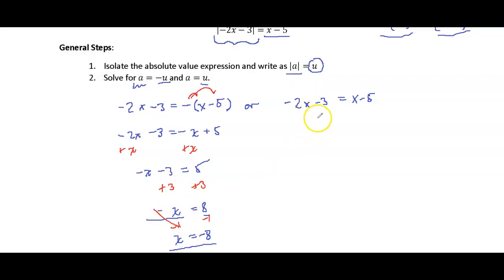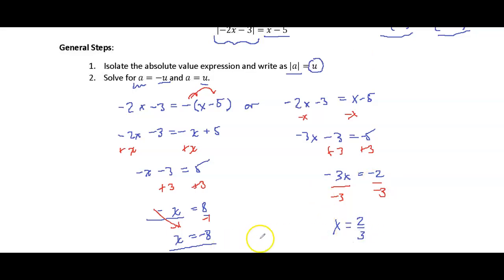Now with the second equation, we can subtract x from both sides. That gets us negative 3x minus 3 equals negative 5. Now add 3. We now have negative 3x equals negative 2. And finally, dividing by negative 3, we have our second solution, x equals positive 2/3. So then we have x equals negative 8 or x equals positive 2/3. That is all.